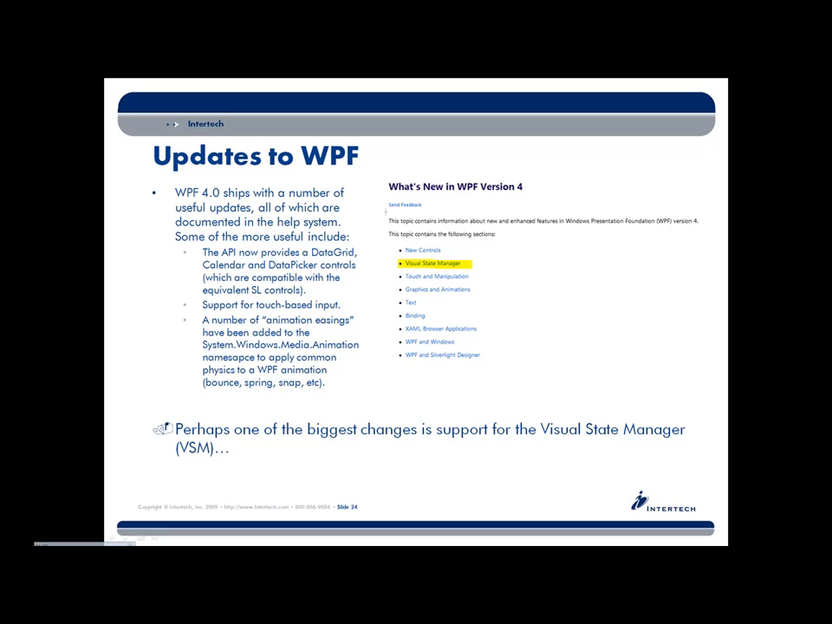A lot of them are kind of small beans, things that we probably don't have to get too thrilled about, but a couple of nice pieces here. For example, we have a couple new controls, including a data grid finally. This one here is actually pretty nice. Animation easings are now supported, so we can very easily incorporate physical effects like bounces and springs and snapping. That can be done very simply now too. But for this talk, I just want to focus on the Visual State Manager because that is a pretty nice update.